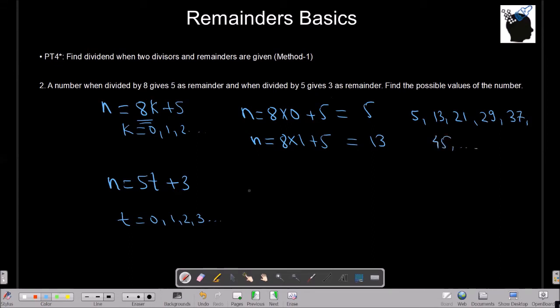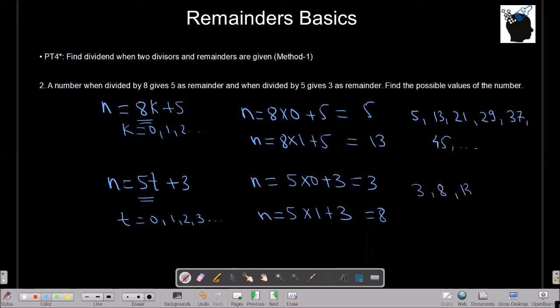Let's do the same thing in the second case. So if I put t is equal to 0, n will be 5 into 0 plus 3, which is 3. T is equal to 1, n is equal to 5 into 1 plus 3, which is 8 and so on. And the subsequent values will differ by 5 because 5 is getting multiplied with t. So I can write the values of n in the second case as 3, 8, 13, 18, 23, 28, 33, 38 and so on.